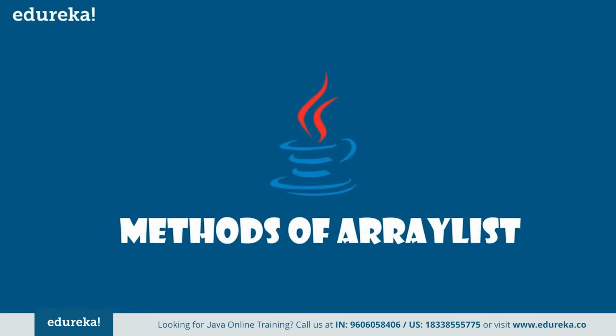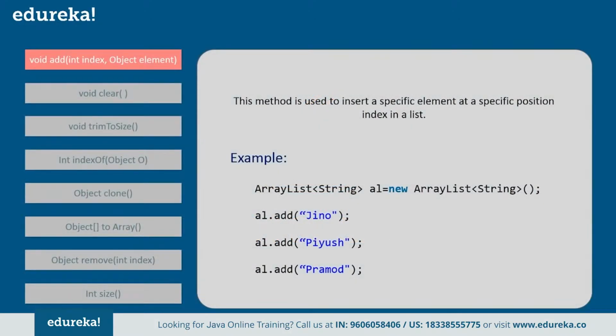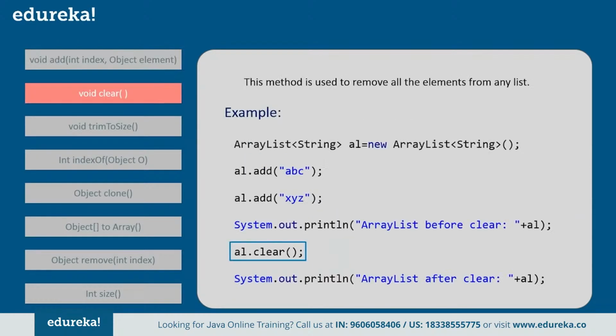Now, let's dive into the various methods supported by ArrayList. First, the add method. This method is used to add elements to the array list. That is, it is used to insert a specific element at a specific position index in a list. For example, you can create an array list and go on adding the elements using the add method. We will demonstrate and see all the methods of ArrayList in Eclipse after knowing the concepts of them. Next, the clear method. This method is used to remove all the elements from the list. That is, you can just use the clear method to remove all the elements present in the list.